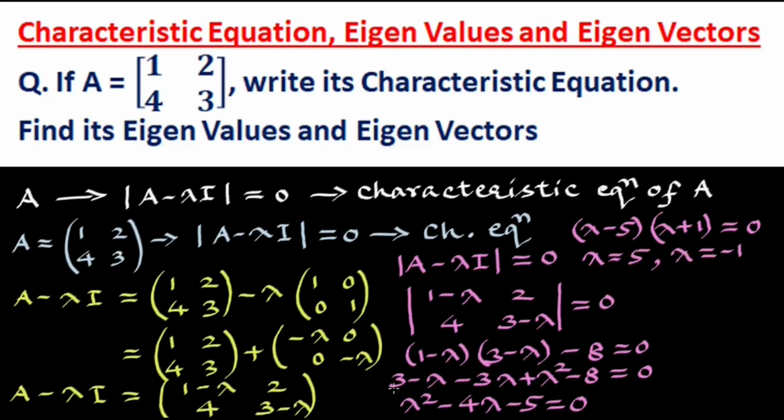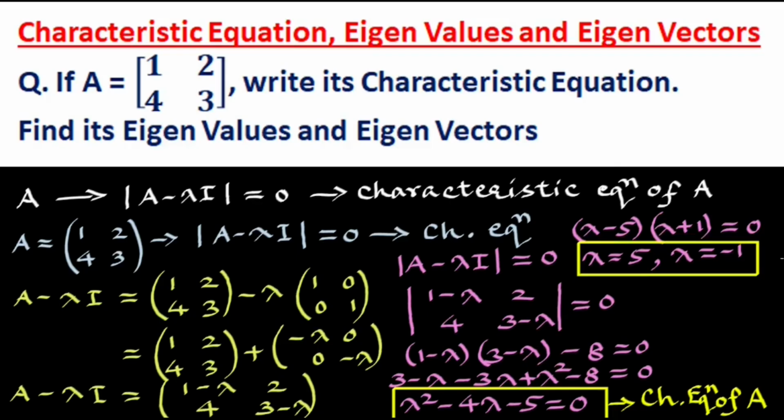Here lambda square minus 4 lambda minus 5 equals 0 is the characteristic equation of matrix A, and its roots lambda equals 5 and lambda equals minus 1 are called its eigenvalues. So here minus 1 and 5 are the eigenvalues of matrix A. From these eigenvalues, now we will move forward to find corresponding eigenvectors.